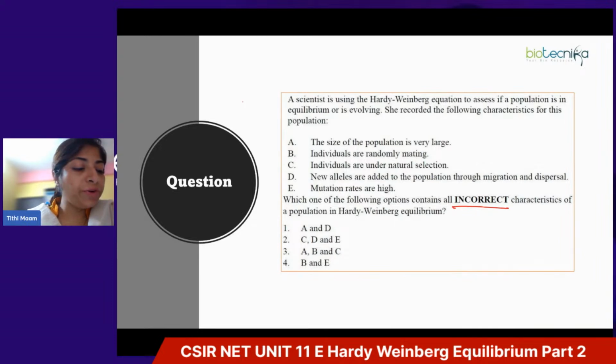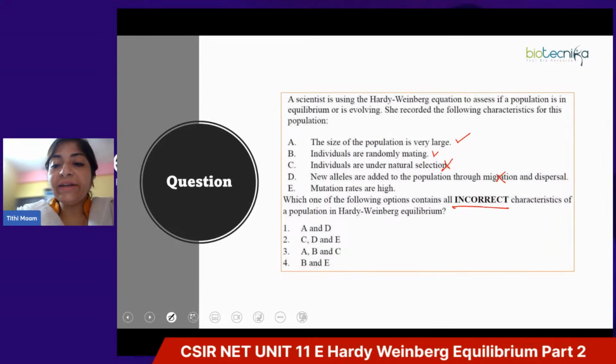Very good, and all of you are excellent. Yes, correct. So what is the answer we are getting? Size of the population very large is a characteristic of Hardy-Weinberg equilibrium. Individuals randomly mating is also Hardy-Weinberg equilibrium. Individuals under natural selection, no. Alleles added because of migration, no. And mutation happening, no. So C, D, E are the three conditions which will not make the population under Hardy-Weinberg equilibrium. So the option containing all incorrect characteristics will be option 2, C, D, and E.